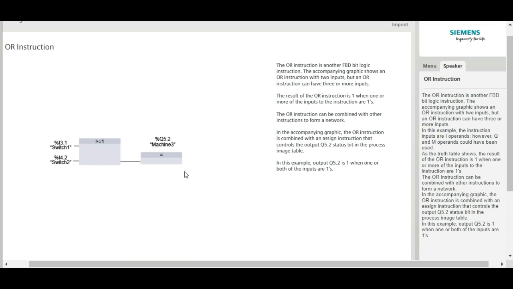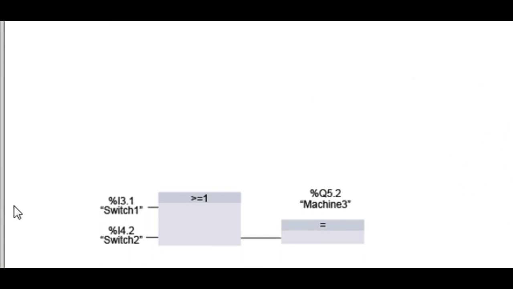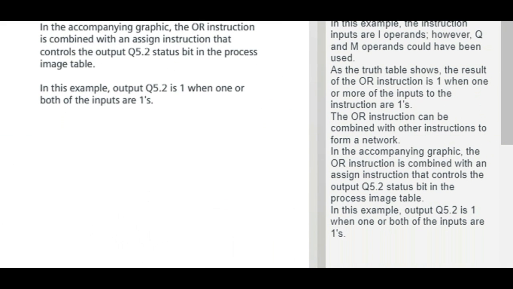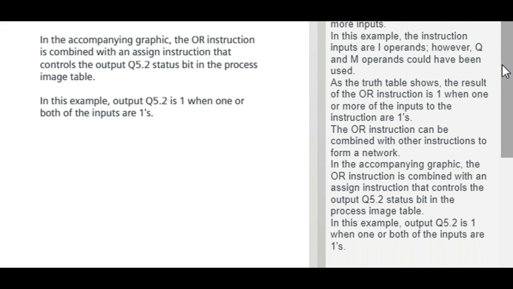The OR instruction can be combined with other instructions to form a network. In the accompanying graphic, the OR instruction is combined with an assign instruction that controls the output Q5.2 status bit in the process image table. In this example, output Q5.2 is 1 when 1 or both of the inputs are 1s.